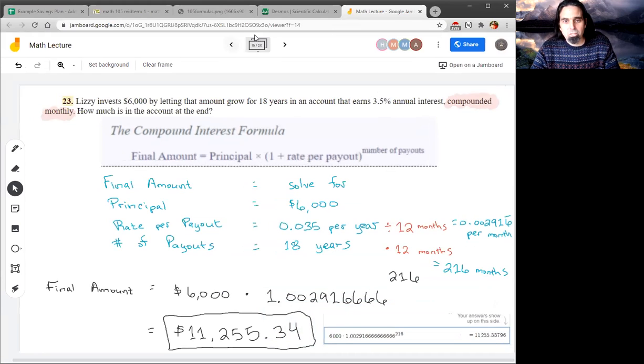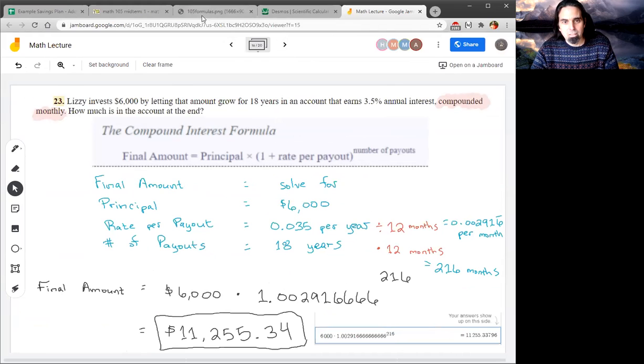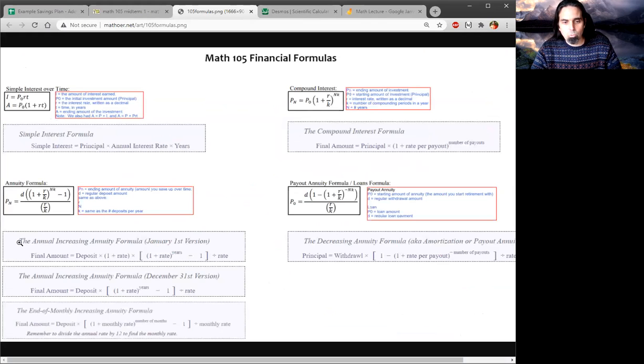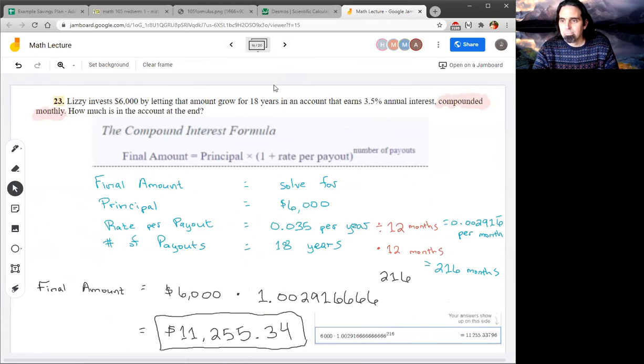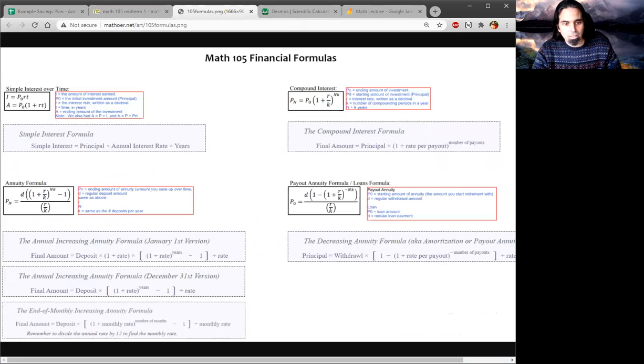So we've done the simple interest. We've done the compound interest. Now we should do one that's an annual increasing annuity. Anyone need more copies of simple interest or compound interest before we go on? Okay, annual increasing.